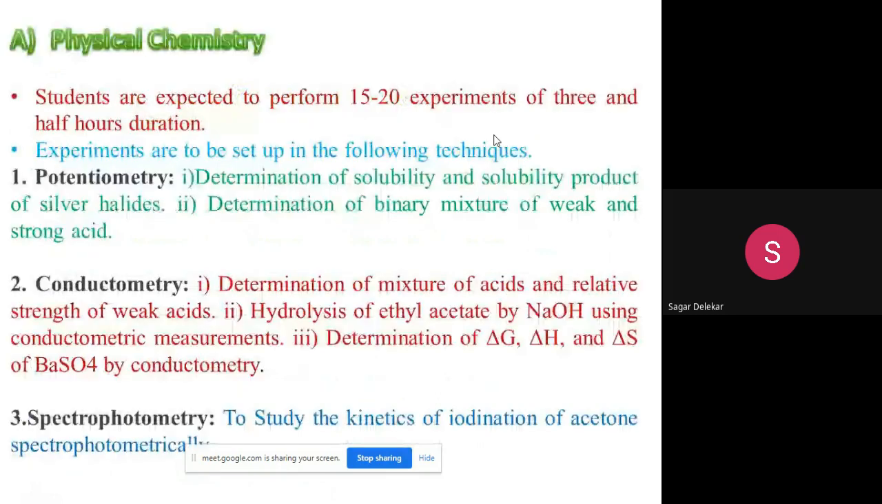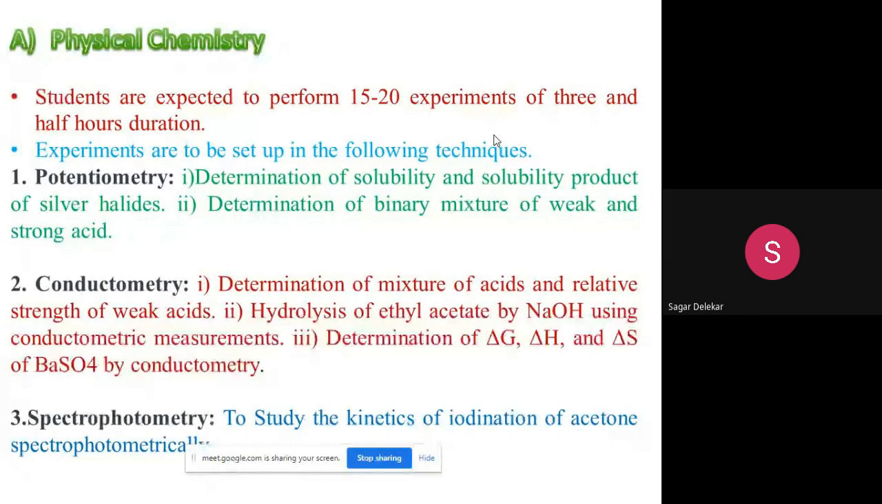Then in physical chemistry, there is potentiometry, then conductometry, spectrophotometry. So just before the actual experiment, the student can be made aware of the theoretical aspects of all these: potentiometry, conductometry, spectrophotometry, and so on. Potentiometry is one of the electrochemical methods in which a desired metal electrode is dipped into its aqueous solution.